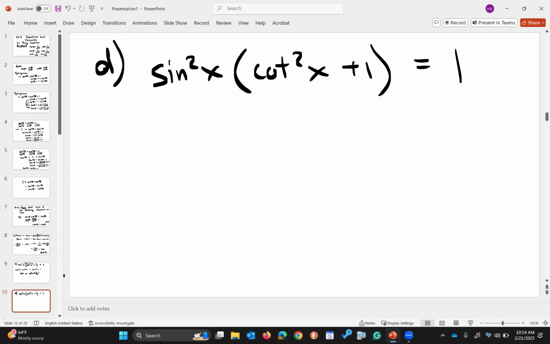Cotangent squared, then is it cosine squared over sine squared? Yes, because it's cosine squared over sine squared. So you've got to distribute the sine squared first. There. Oh, done. That's much easier.